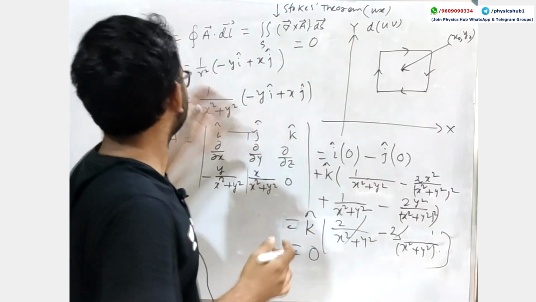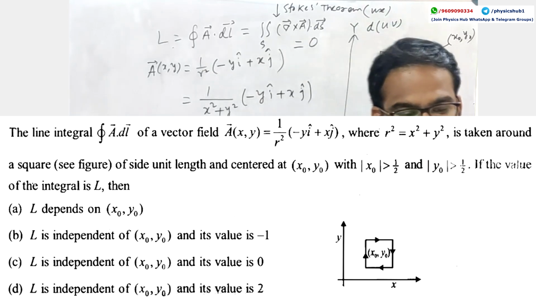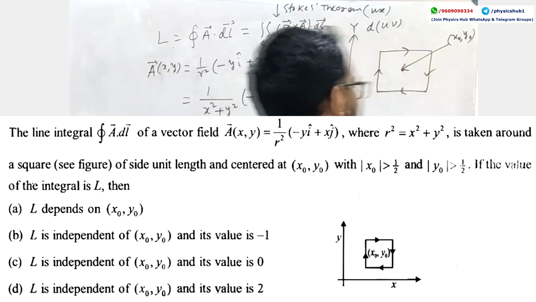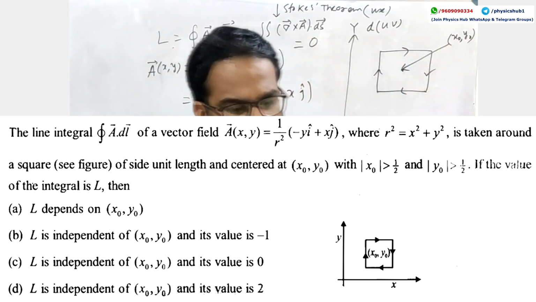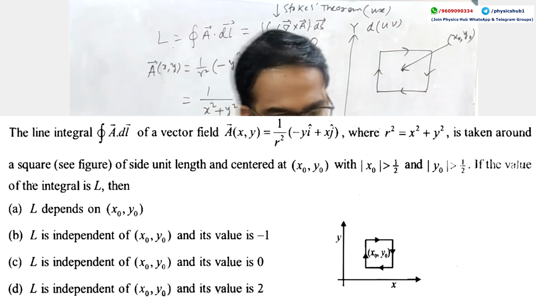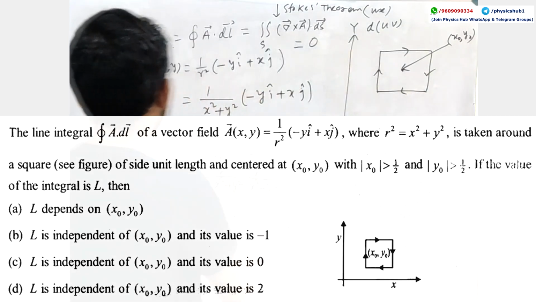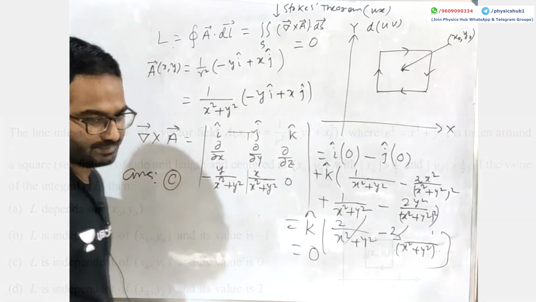So the line integral is 0, and you see in the options it is given that L is independent of x0 y0. So the value of L is 0, so it is independent of x0 and y0, and it correctly matches option C. L is independent of x0 y0 and its value is 0. So the correct option for this question is C.